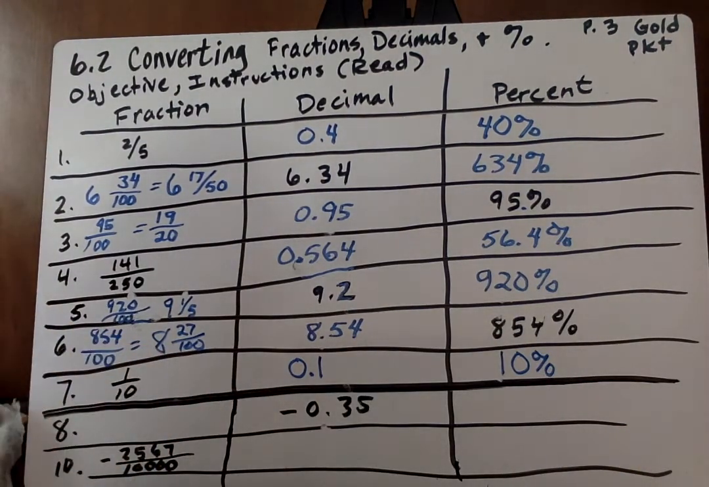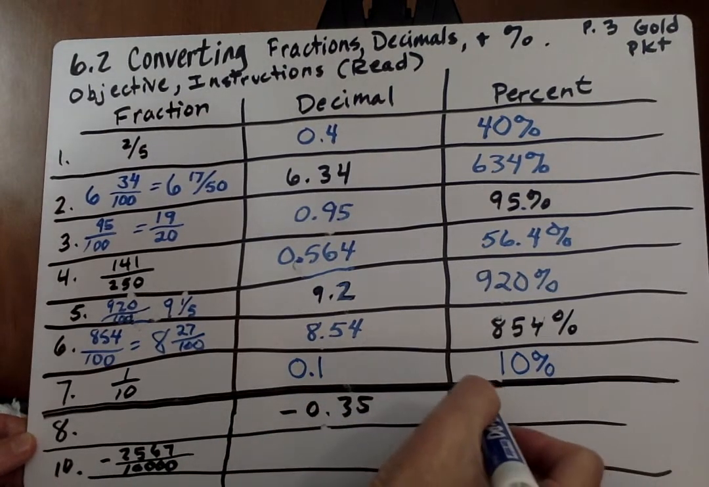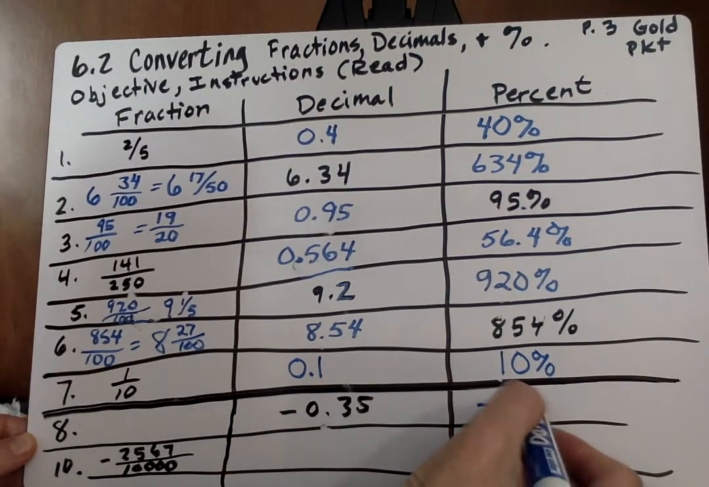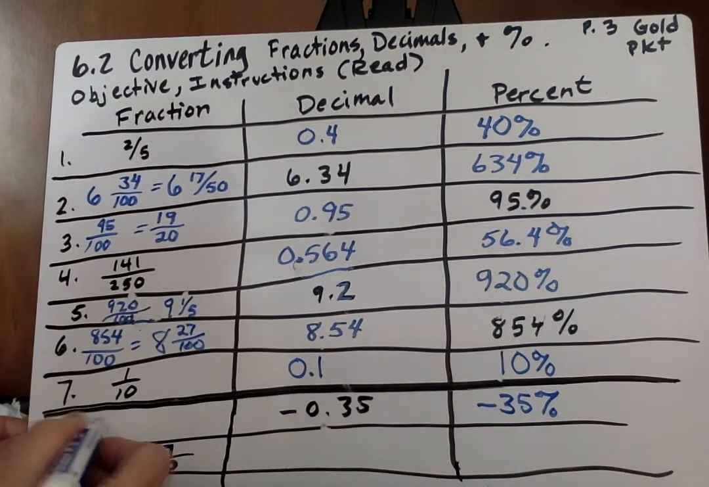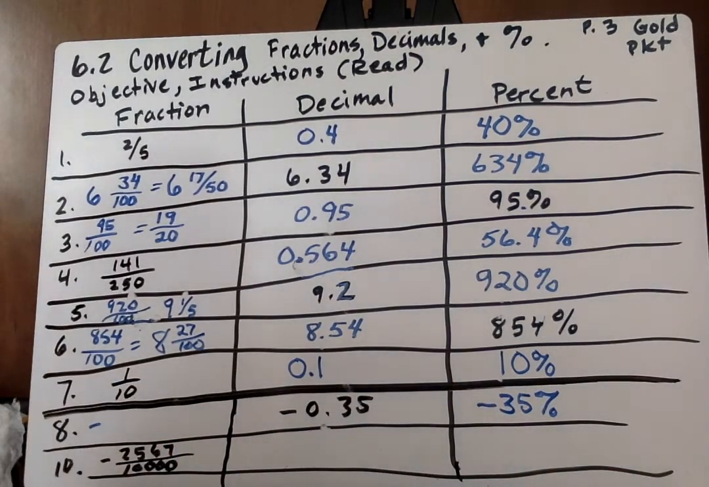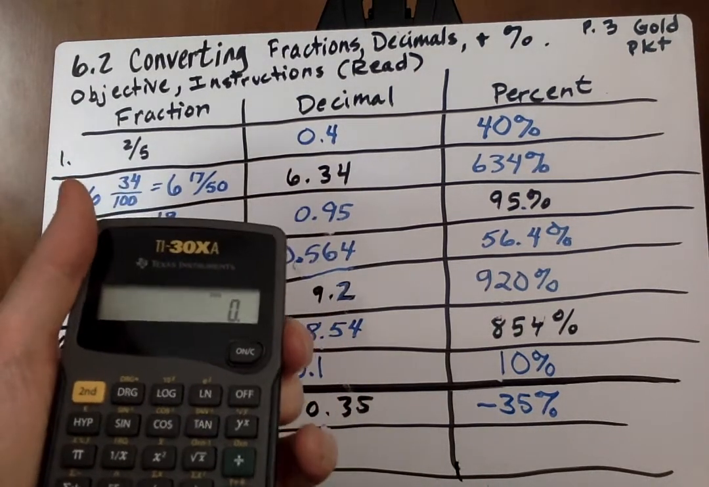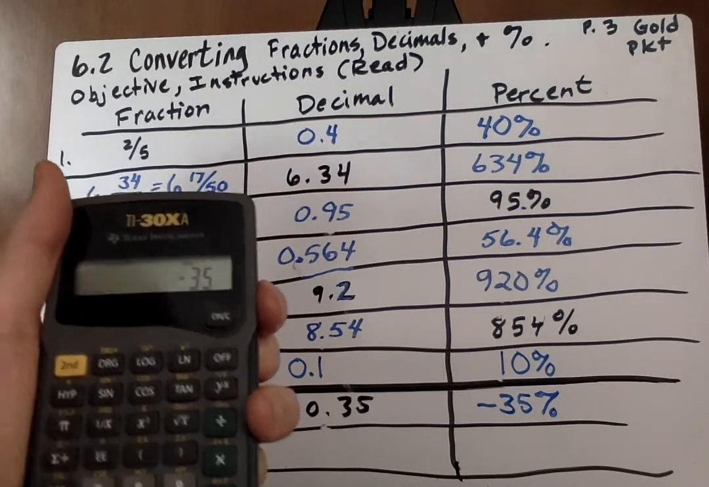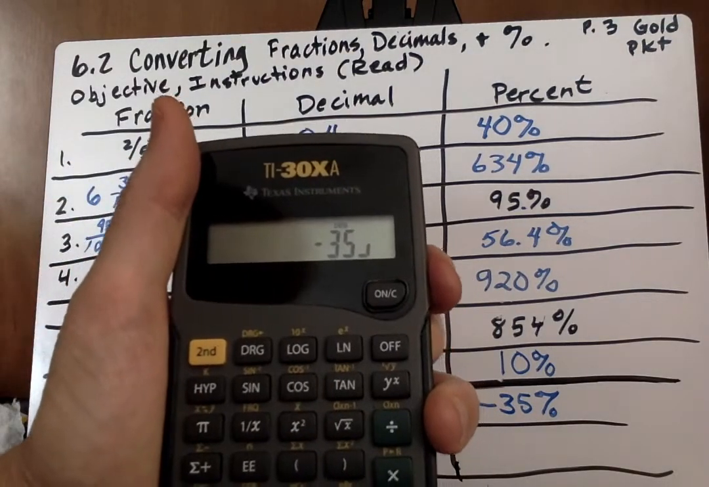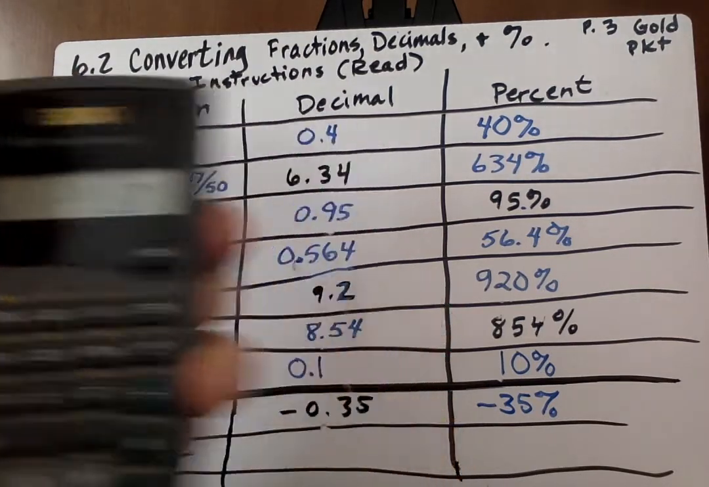Okay. Next one's negative. Don't let that scare you. Move the decimal 2 places to the right: negative 35%. That's all it means, is that your answer will have a negative. So over here, now we take our percent, 35, and ABC 100. Negative 7/20.